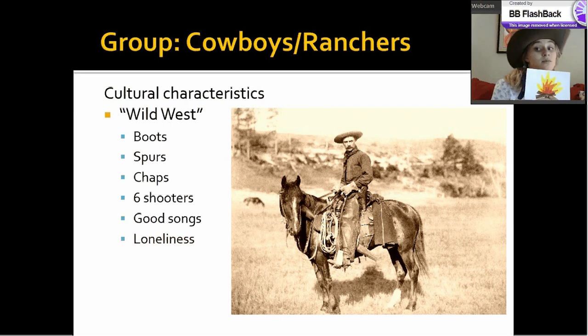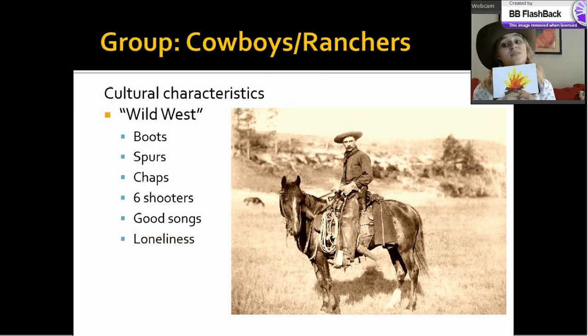home on the range, where the deer and the antelope play, where seldom is heard a discouraging word, and the skies are not cloudy all day.